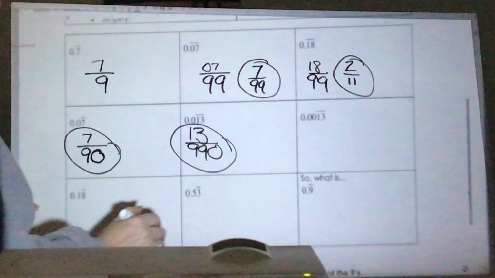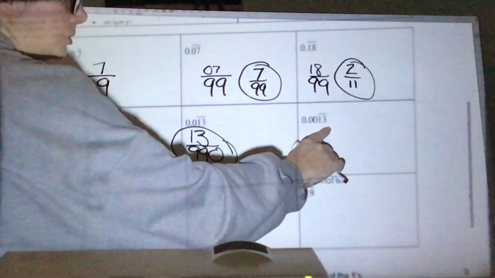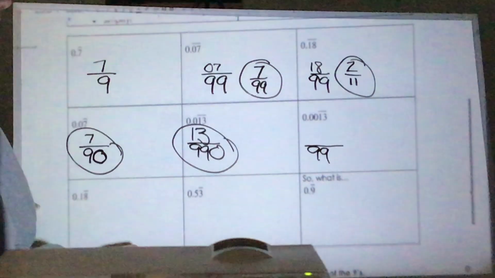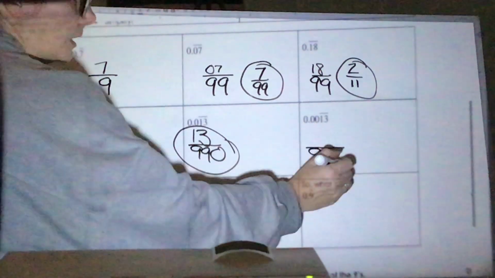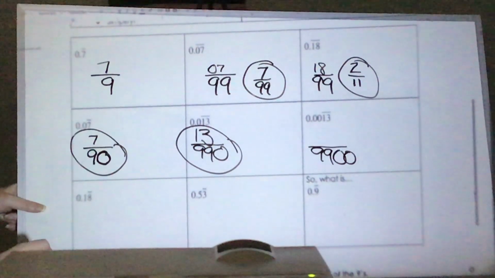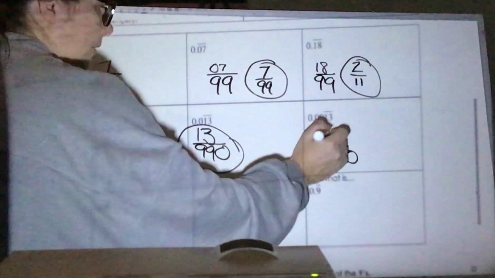The final example in this one, we have two numbers that repeat, so we're going to have two 9s for sure in our denominator. Then we have two zeros that don't repeat, so we're going to add two zeros to the denominator, and our numerator is 13.